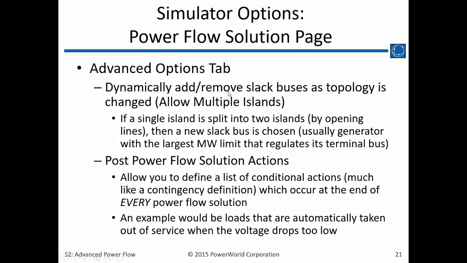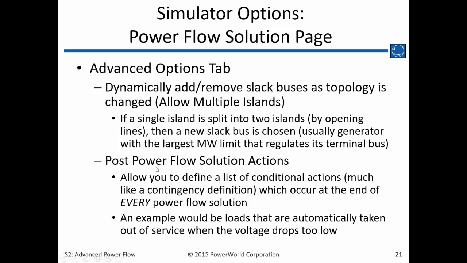First of all, there's an option to dynamically add or remove slack buses as the topology is changed. What this does is it allows you to solve multiple electrical islands if you have this checked. If a single island is split into two islands by opening lines during the course of your solution, then Simulator will, if allowed, dynamically select a new slack bus in the part of the island that was separated from the designated system slack. It's usually the generator with the largest megawatt limit that regulates its own terminal bus, and it will be selected as a slack to use for solving that new electrical island, separate from the original.